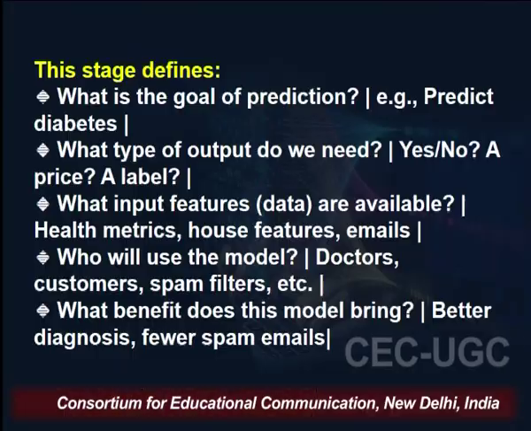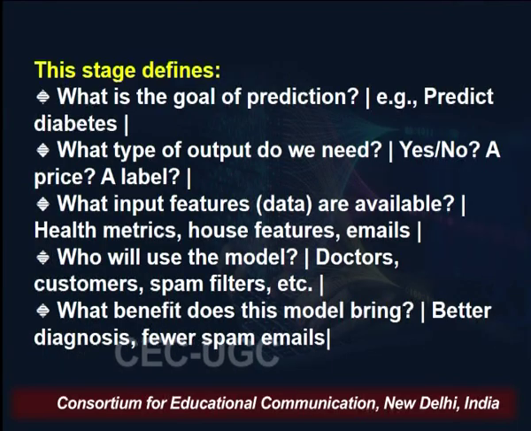Then the stage defines a number of pointers that you can talk about, like what is the goal of the prediction. For example, suppose I want to predict whether a person has diabetes or not. We can ask another question like what type of output we need, whether it is yes or no, or whether a price is to be predicted.